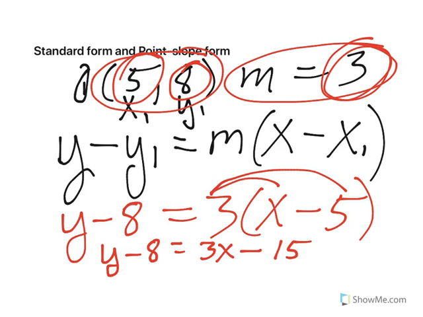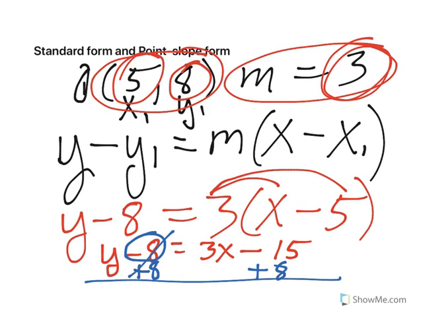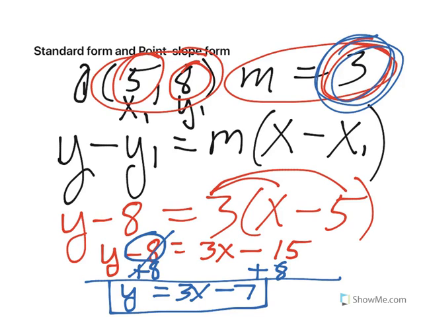Now if I want to get the y by itself over here, I have to get rid of this negative 8, so I add 8 to both sides. And now those cancel, and I get y is equal to 3x minus 15 plus 8, which is minus 7. And now I have it in slope-intercept form, and I can easily graph that. I know the y-intercept is at negative 7, and the slope is 3, which I already knew because it's up here. That's not going to change, but now I know the y-intercept.